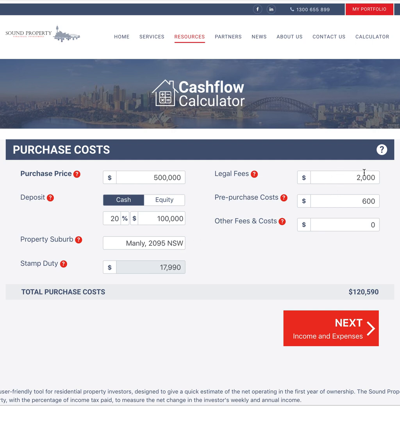Then we have some other purchase costs such as legal fees or pre-purchase costs such as pest and building inspections, surveying costs, buyer's agency fees, any other costs that are associated with the purchase of the property. So in this example, our purchase cost with a 20% deposit is sitting around $120,000.